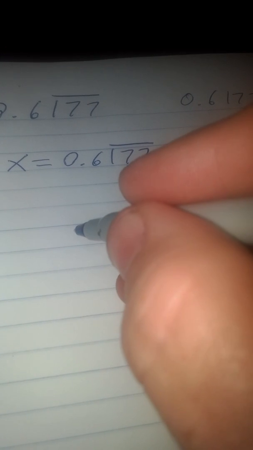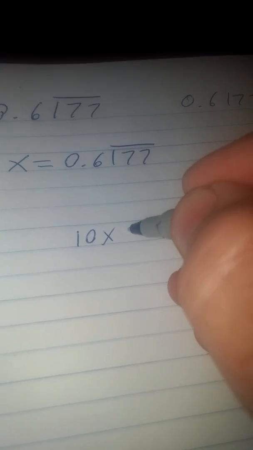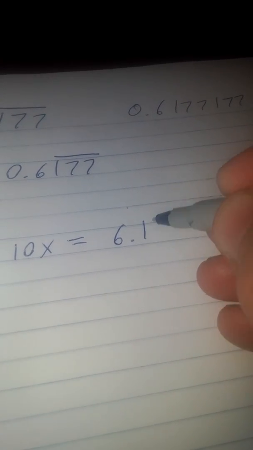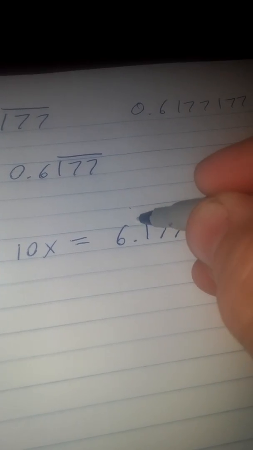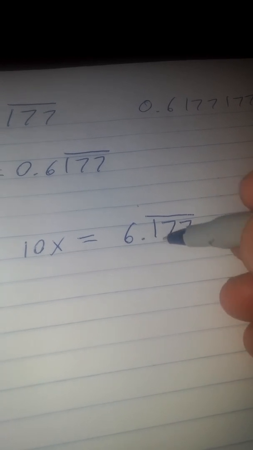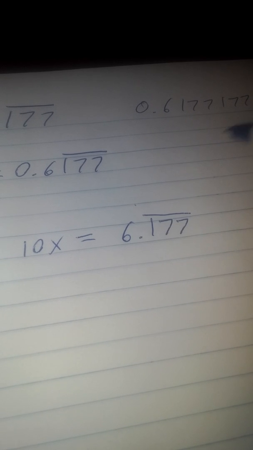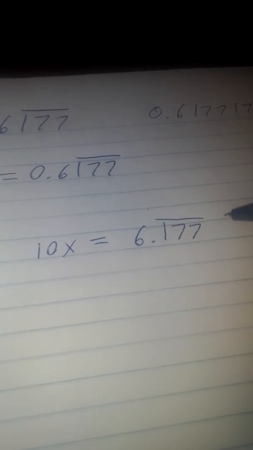So I'm going to declare that x equals 0.6177 with the 177 repeating. We are going to once again use the Beelzebub maneuver and make this a 10x, which means that's going to equal 6.177 repeating. That very conveniently puts all the repeating stuff on one side of the decimal and the non-repeating stuff on the other side of the decimal.